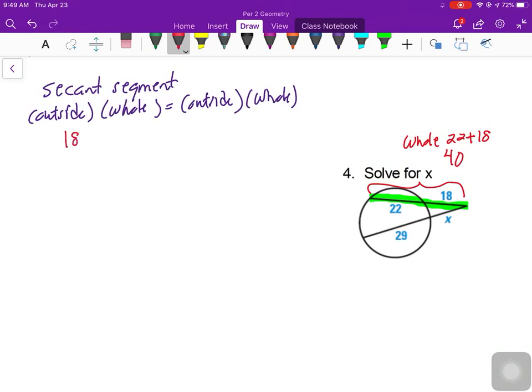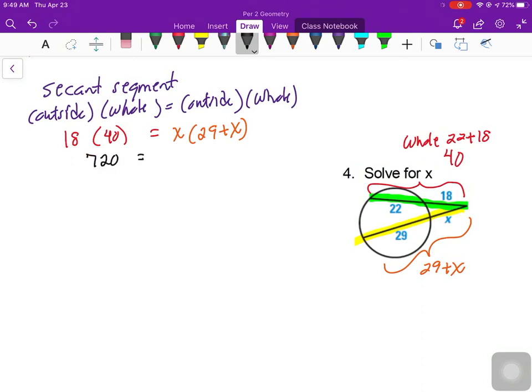So I'll be taking 18 times 40 equals, on the other secant segment down here, the whole length will be 29 plus x. So I'll be taking x times 29 plus x. And now comes the algebra. 18 times 40 is 720. Distributing, we get 29x plus x squared.